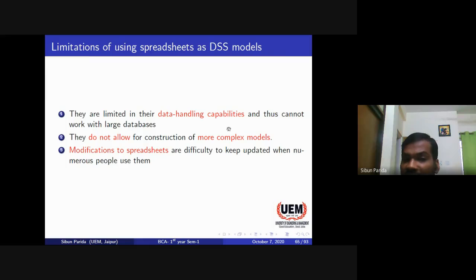Modifications to spreadsheets are difficult to keep updated when numerous people are using them. Suppose multiple users are accessing the same information, and if the information they are going to access is not user friendly, then the users trying to access it simultaneously might get affected, meaning they are not getting the correct information.